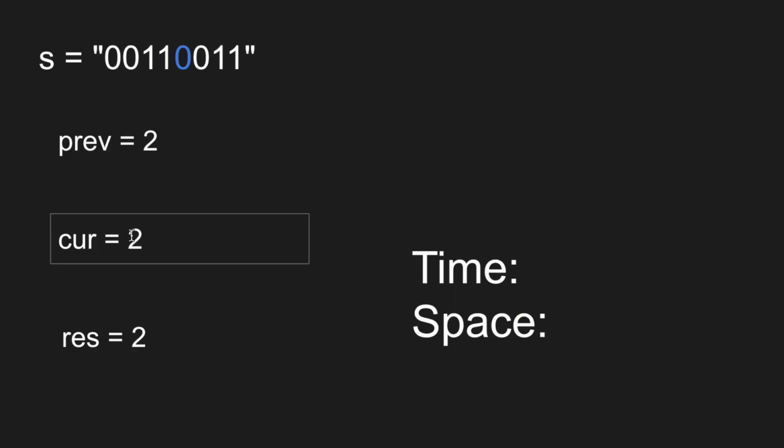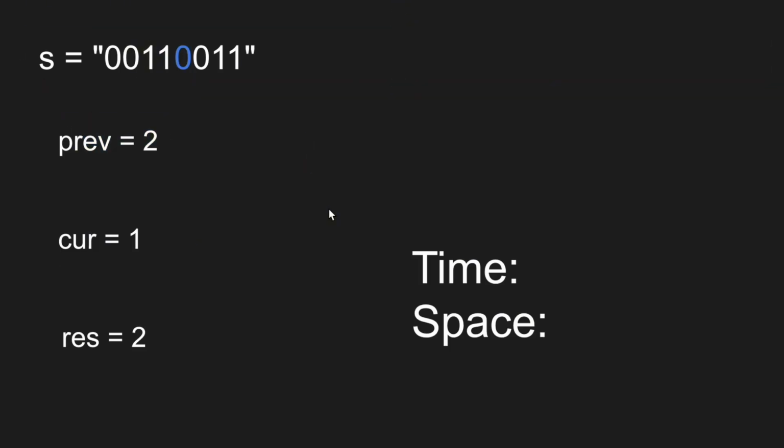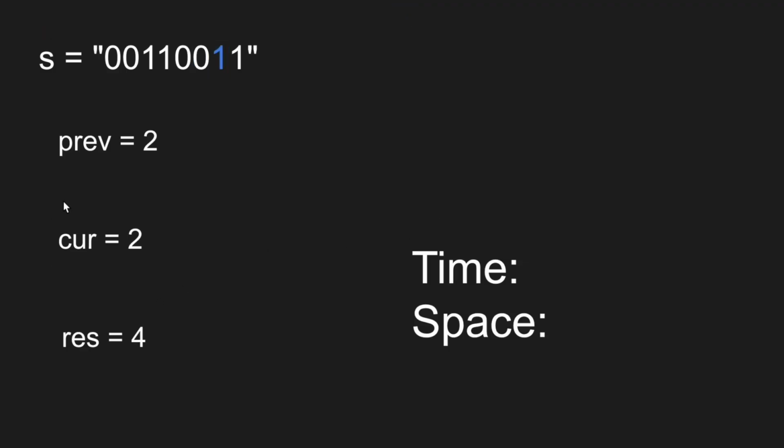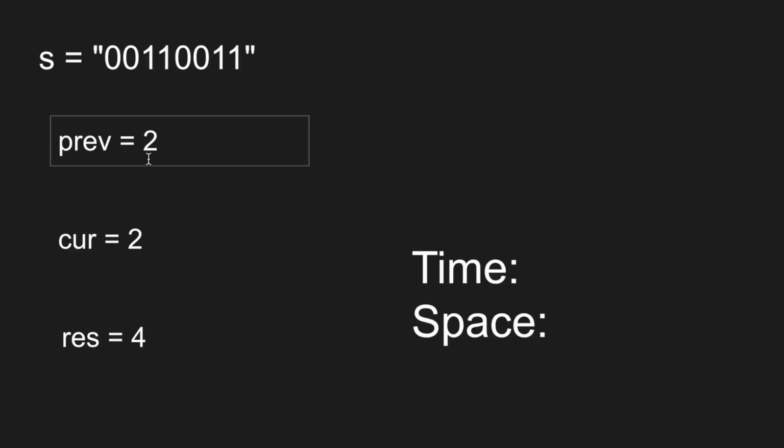Now we set previous to 2 because current is 2, and current will now be 1 because 0 is 1 and previous 1 has 2 of them. So move on to the next one. Current is 2, previous is 2. Now the next character is not equal, so we add the minimum of the 2, which is 2. So now result is 4. We need to set current to 1, and now the previous is 2 because current is 2. Current is 1. Move on to the next one. Current is now 2. And now that we have come to the end, we will need to do the calculation one more time, as I was saying up here. So we will add 2, which makes result 6, and we can return 6 as our result.